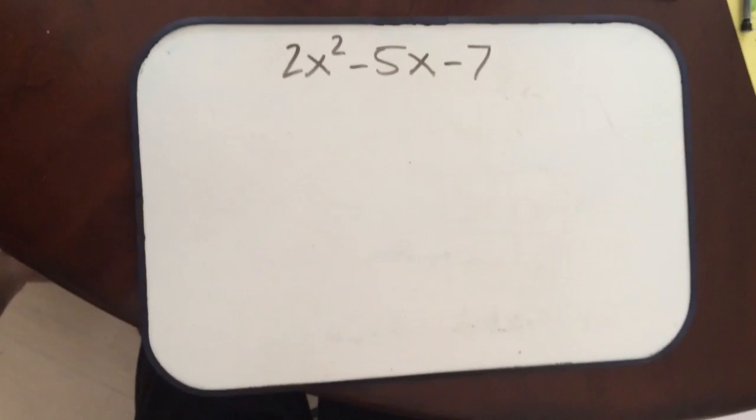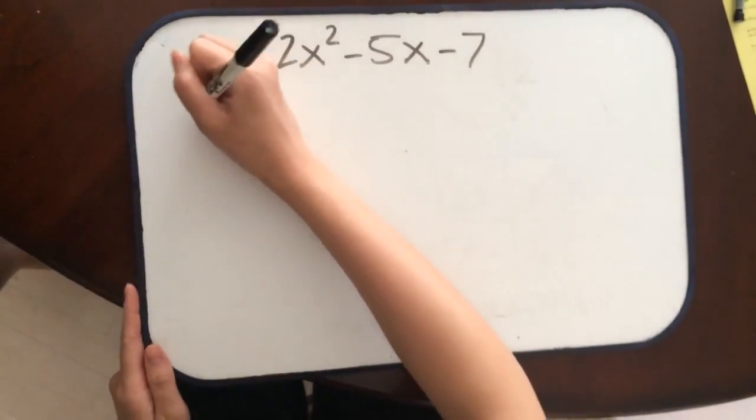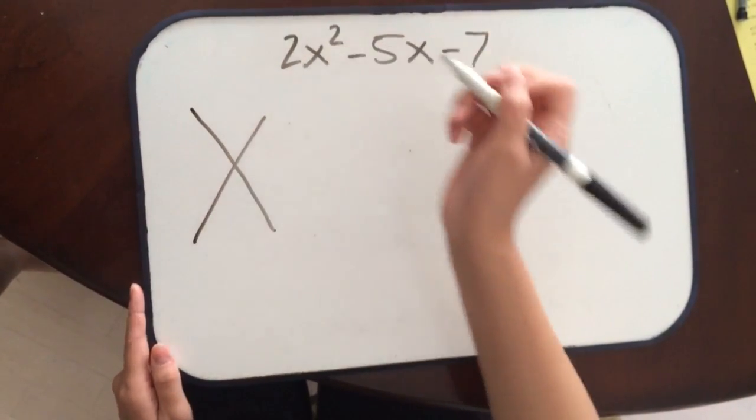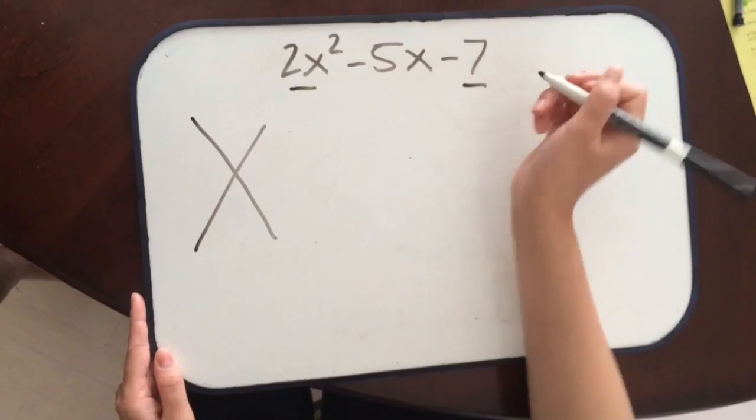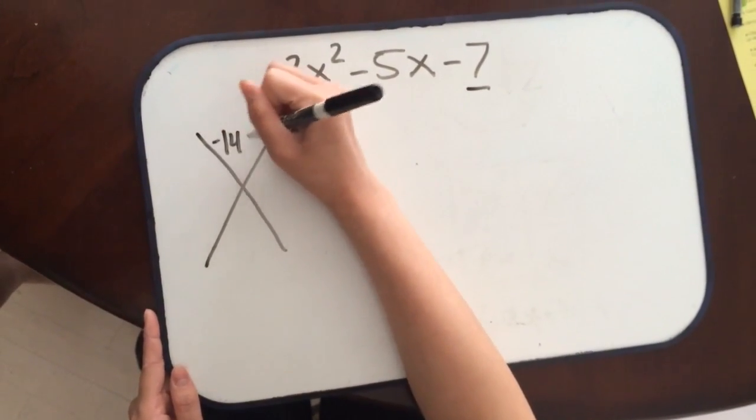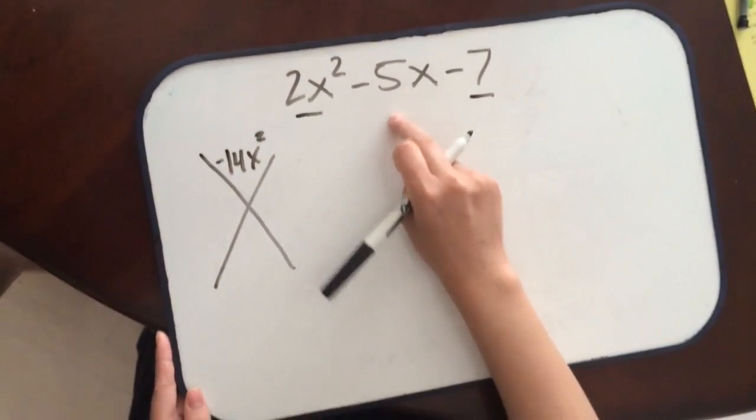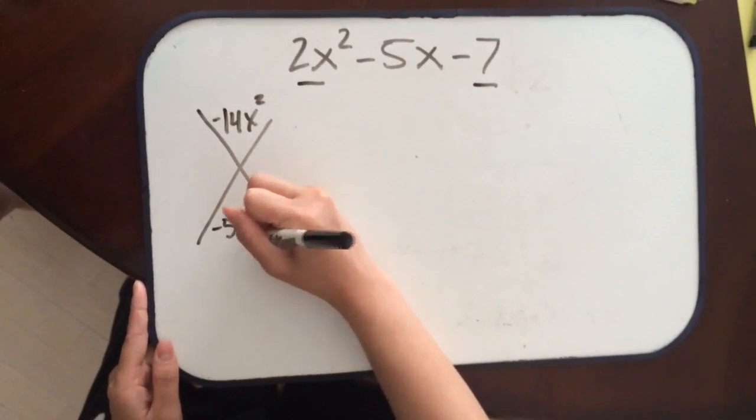Now solving this using the X-box. So first, you're going to make an X, and then you're going to multiply the first term by the last term, so you'll get -14x squared, and then you're going to take the middle term, -5x, and put it on the bottom.